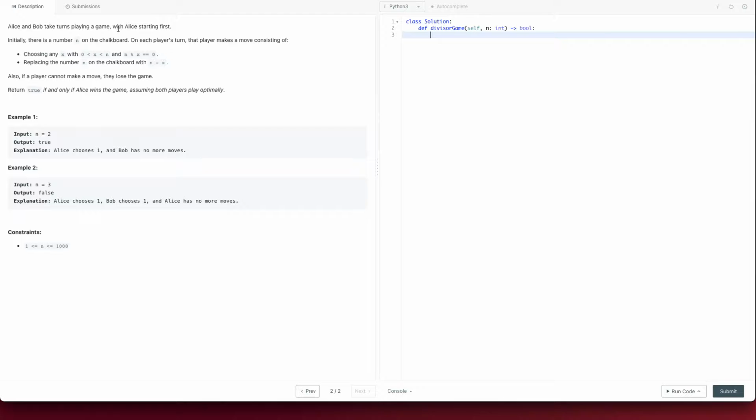Alice and Bob take turns playing a game, with Alice starting first. Initially, there's a number N on the chalkboard. On each player's turn, that player makes a move consisting of choosing any X such that N modulo X is 0, so basically X divides into N, replacing the number N on the chalkboard with N minus X.